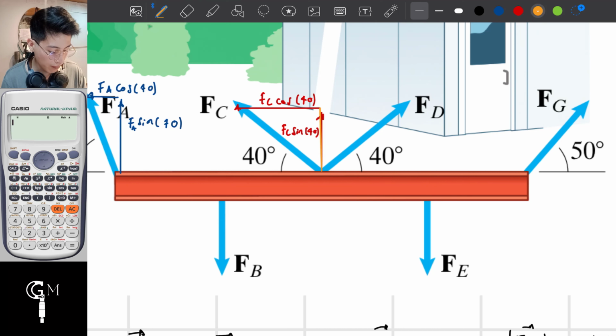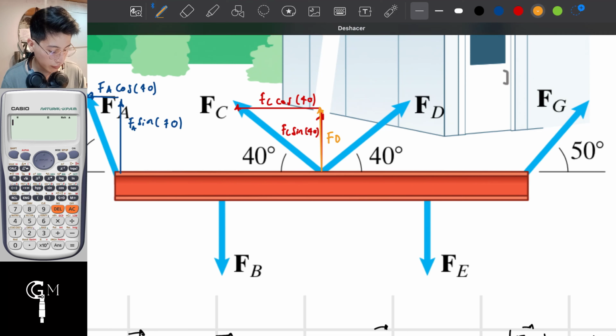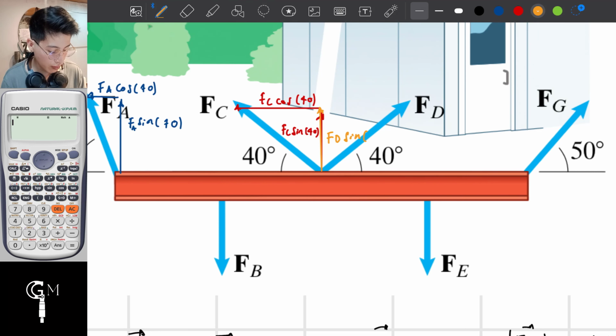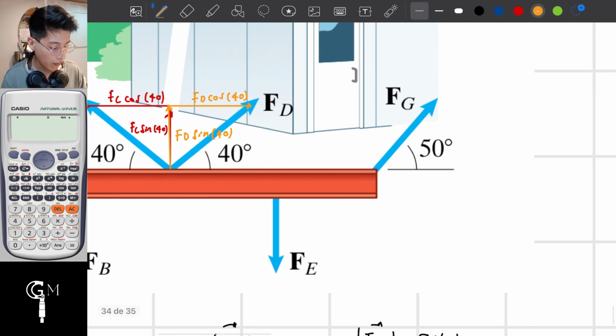In the case of Fd, we have Fd sine of 40 and Fd cosine of 40. Finally, in the case of Fg, we have Fg cosine of 50 and Fg sine of 50.